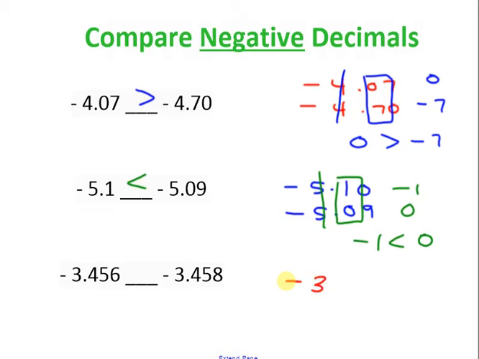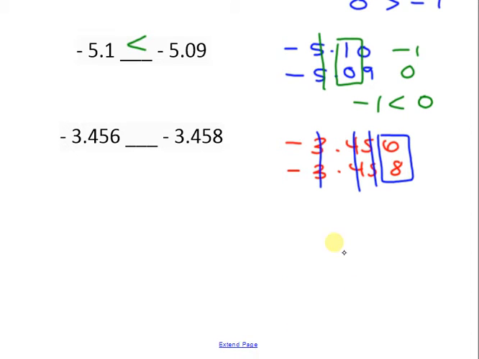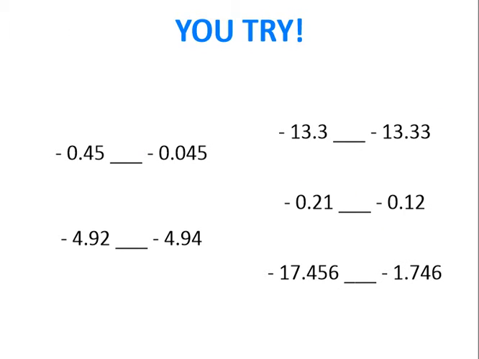All right, here I have negative 3.456 and negative 3.458. Okay, so the 3's cancel out, the 4's cancel out, the 5's cancel out, and we're left with a 6 and an 8. So if I have a negative 6 and a negative 8, and I were to compare them just on their own, what would be the sign? Well, the negative 6 is actually bigger than the negative 8, and so that is the sign that's going to belong in there. All right, you go ahead and try these here.